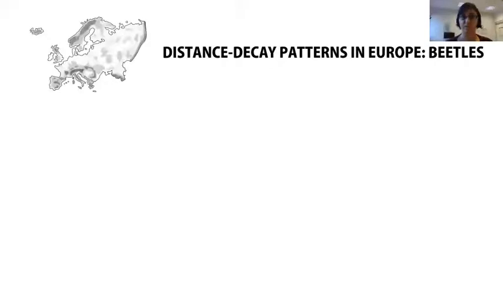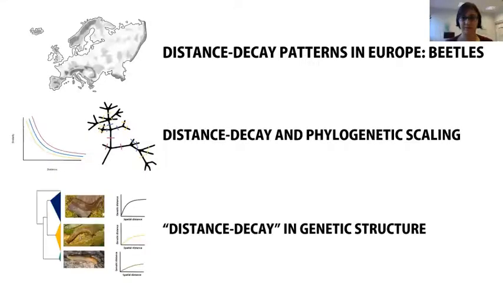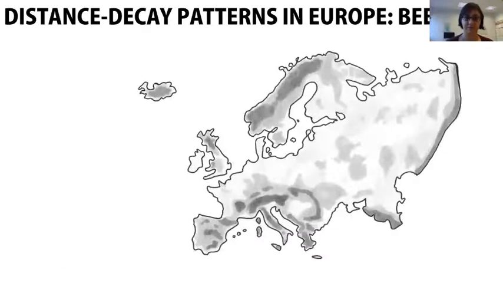So today I'm going to talk about three studies: the distance decay patterns of beetles in Europe; how we have used distance decay models in the context of phylogenetic scaling below the species level; and finally distance decay in the sense of genetic structure, because in this case, even if it's the same, we are looking at an increase instead of a decrease.